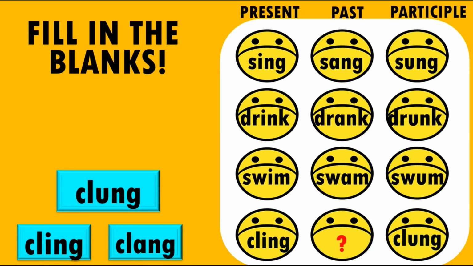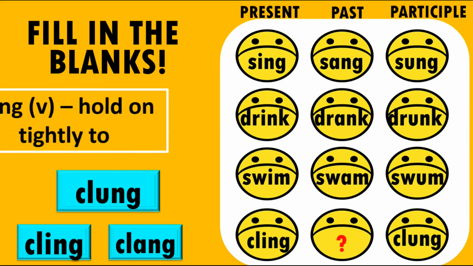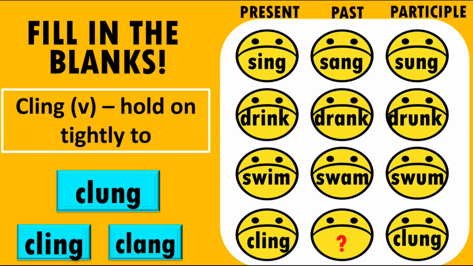Now we have sing, drink, and swim. These verbs belong to me. The verb that belongs to you is cling. And cling means to hold on tightly to something. Okay, guys? Now, if you look at my verbs for sing, the past tense is sang and the past participle is sung. So what I did is to change the I and put an A to get my sang.